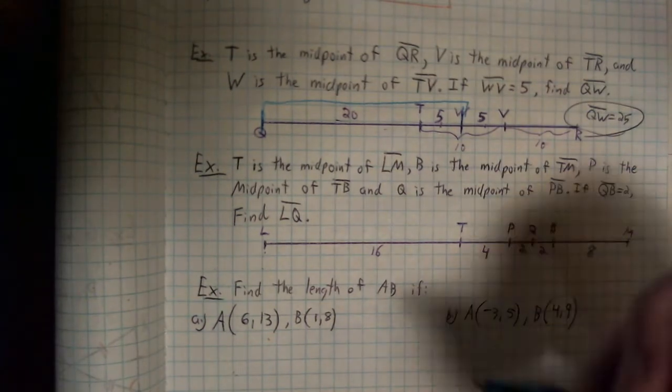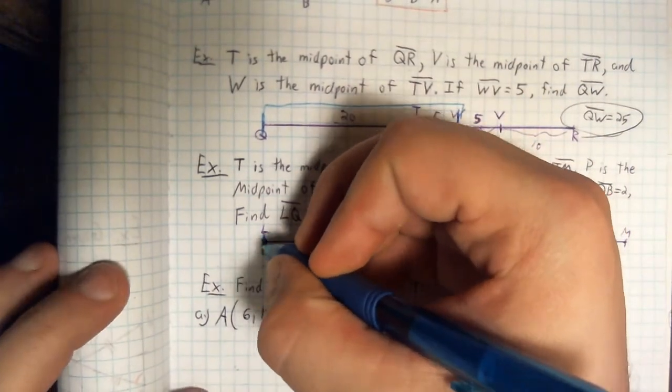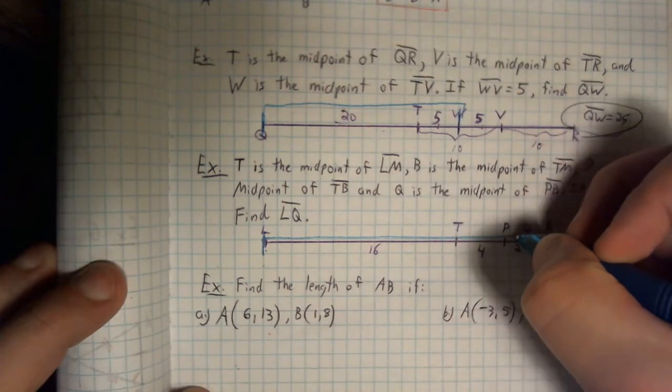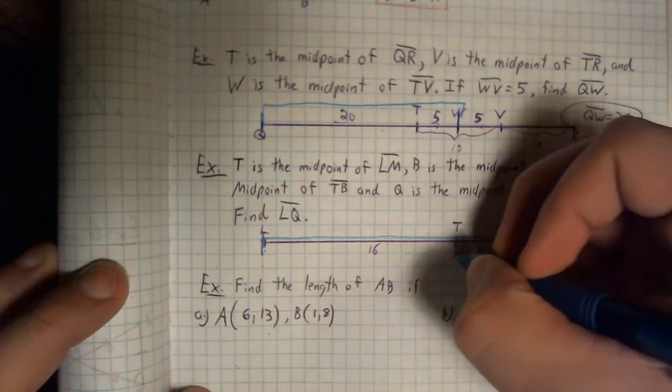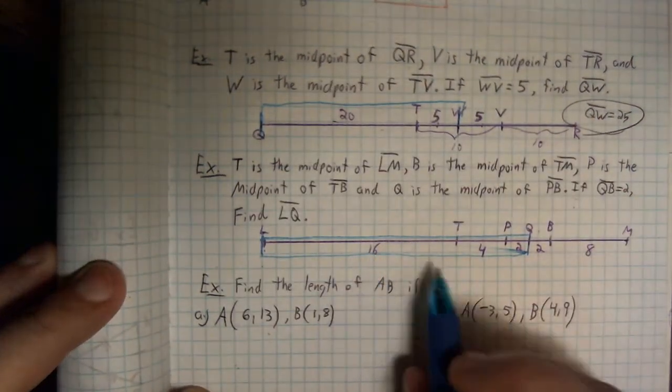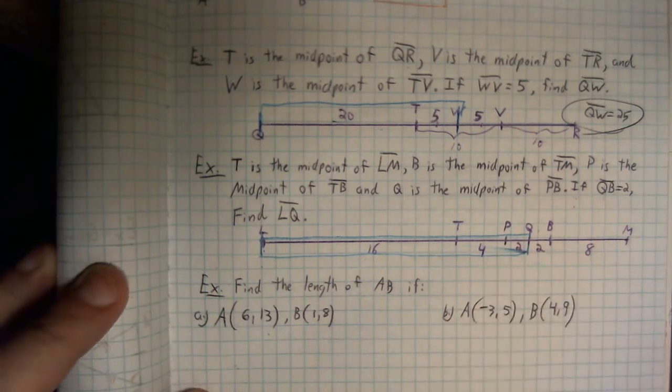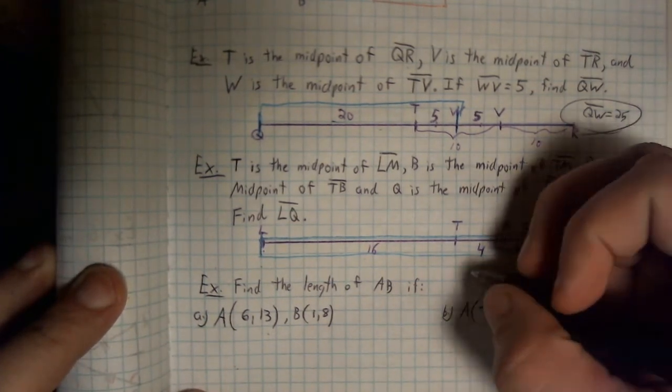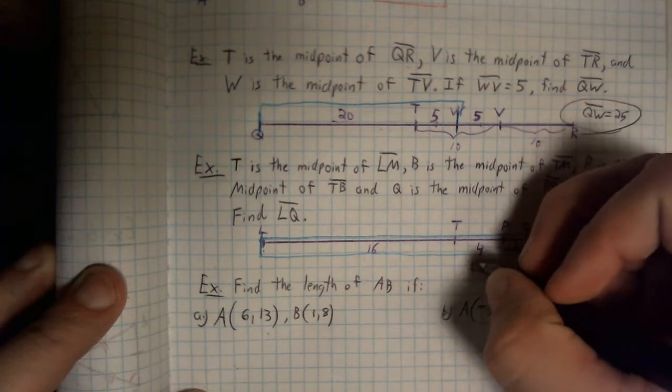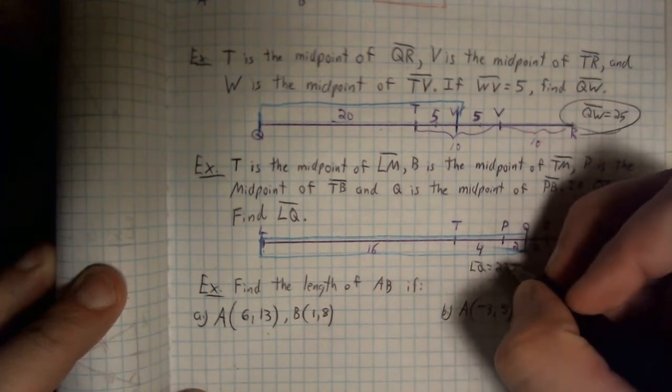Now let's look for LQ. LQ covers all of this. Covers 16, 4, and 2, which if we do our math correctly, that gives us a length of 22.